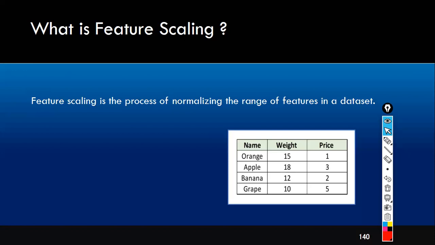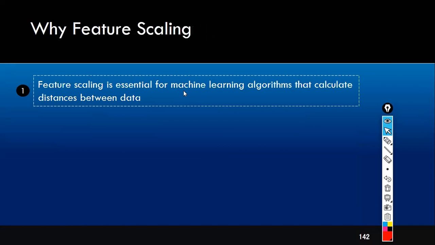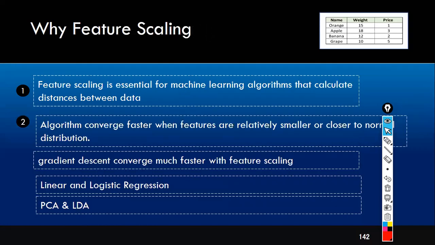If I do it, what other advantage do I get? From the machine learning point of view, it will not have a bias over the column which has higher values. Also, the algorithms can converge faster when features are relatively smaller or closer to the normal distribution. This is an essential step for machine learning algorithms that calculate distances between the data.